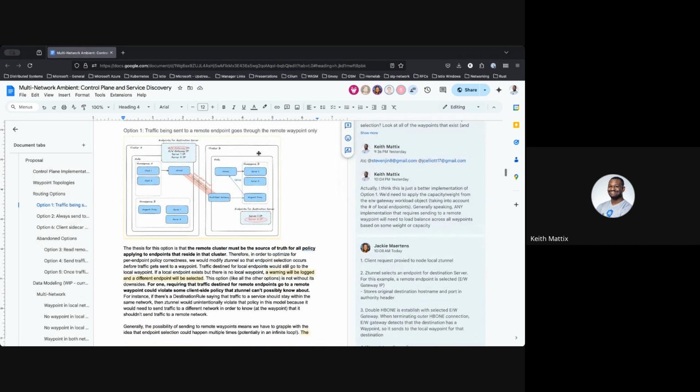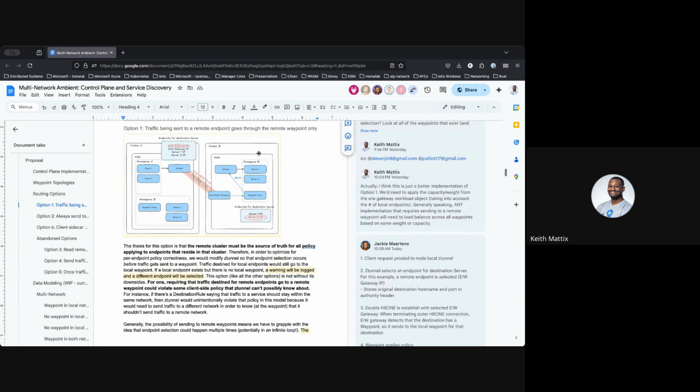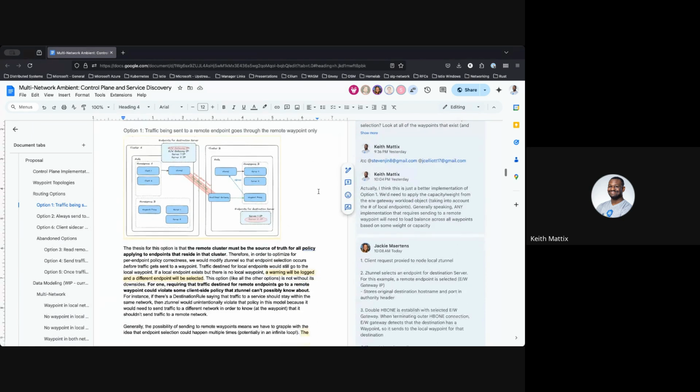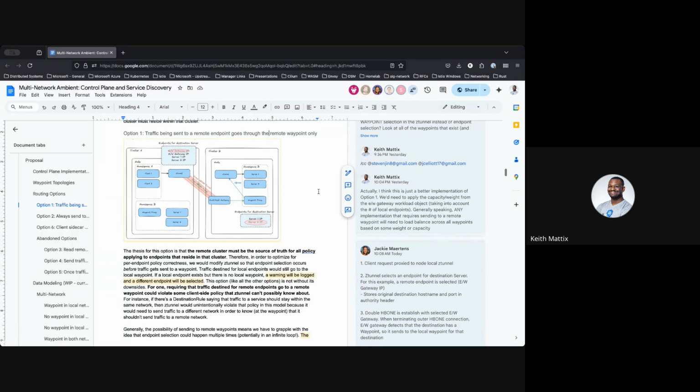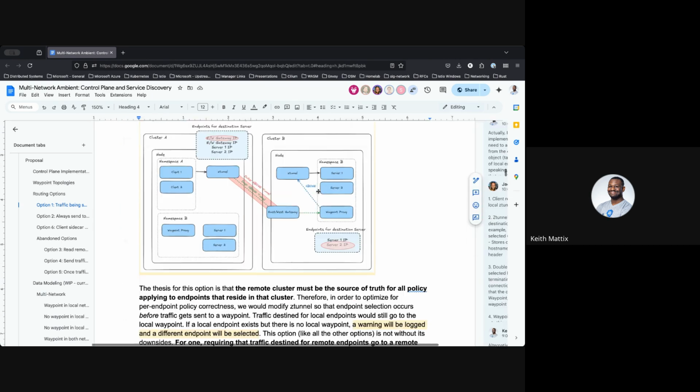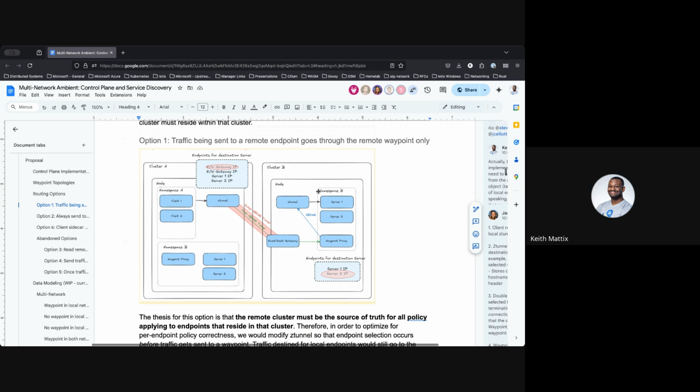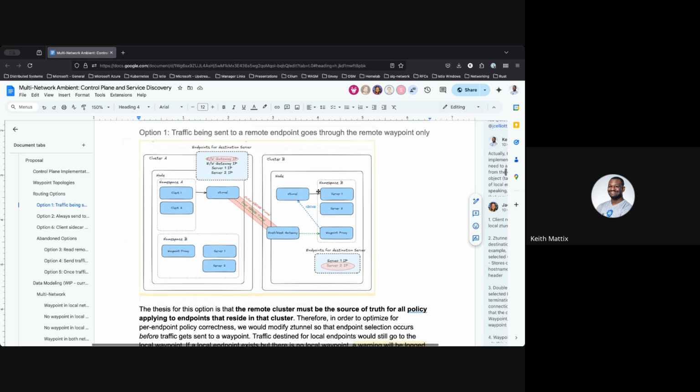And so with that in mind, we sort of break down three different options for how traffic should traverse. And big thanks to Jackie for the diagrams to help make this a bit clearer. I'll zoom in a bit here so you can see. So in this first option, we always do waypoint selection after endpoint selection.